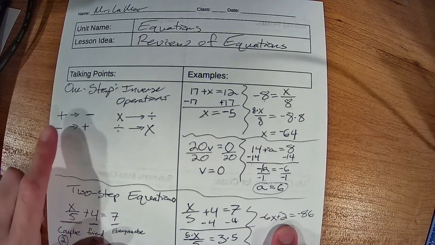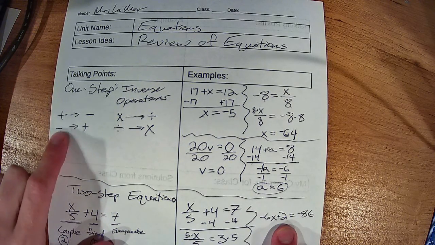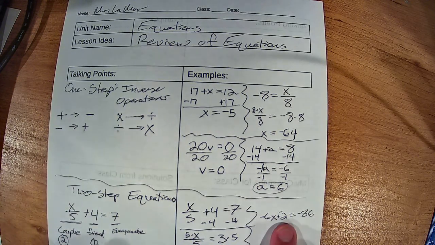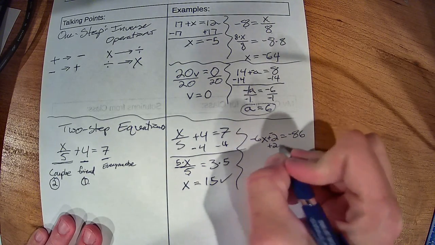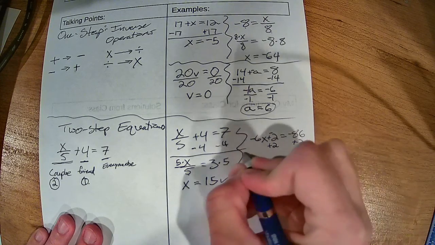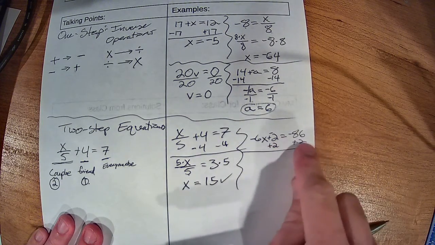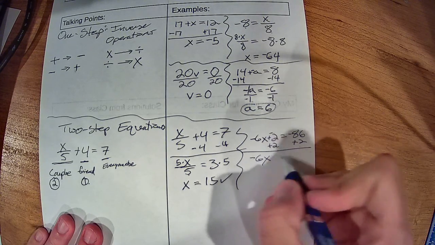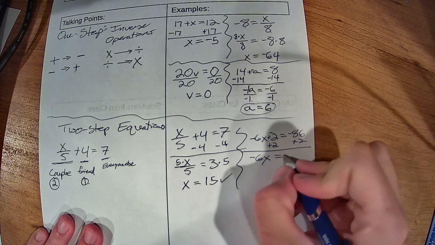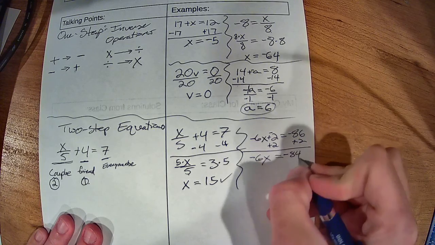So again, if I've got a negative situation, or a subtraction situation, I'm going to add. And remember, we always get rid of the friend first. So I'm going to add 2 to both sides. We'll send that friend packing. And notice what I did to the left side, now I'm doing to the right. So negative 6x is all that's left here after all this zeroes out. And on the other side, notice this is a negative 84.